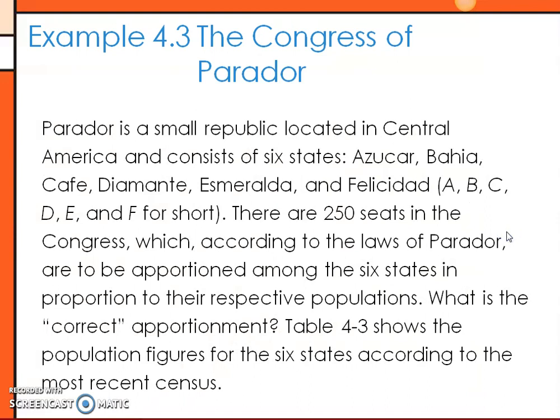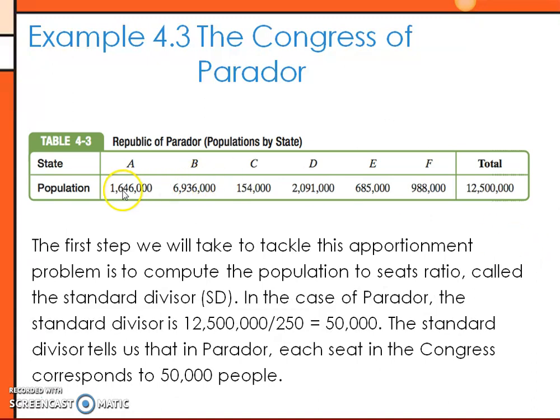Okay, and so they're going to show you a faster way than figuring out what percent of the work everybody did. How can I start to figure out about how many seats should everybody get? So in this one, there's 250 seats in the Congress, and then we'll get the populations of all these states. So this one 1.6 million, this one's 6 million, 150,000, 2 million, 685,000, 988,000, so 2.5 million people total.